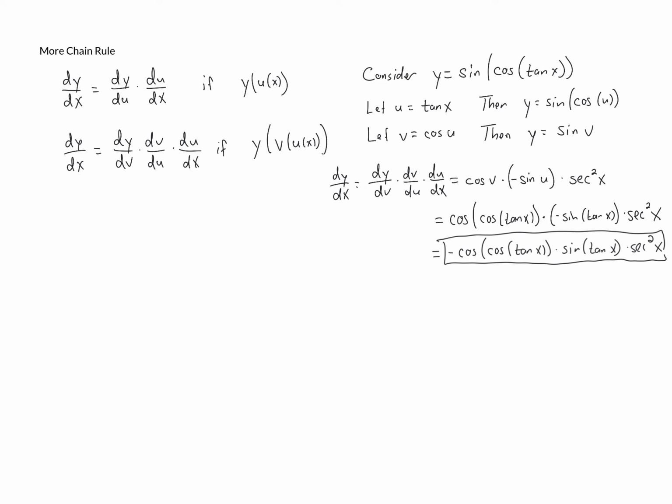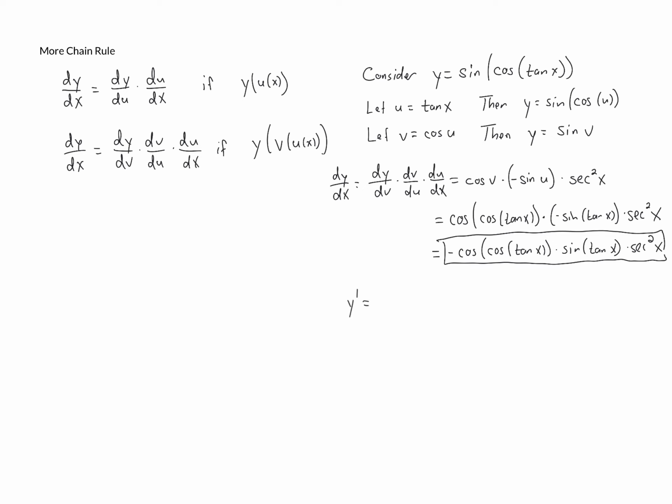Now, the thing is, we don't have to write out, once we're used to it, all of these substitutions, because basically what this is saying is we are differentiating the outermost function times the derivative of the middle function times the derivative of the inner function and evaluating them at whatever was originally inside of them. So if we look at this original thing, y equals sine of cosine of tangent of x, the outermost function is sine, and the derivative of sine is cosine.